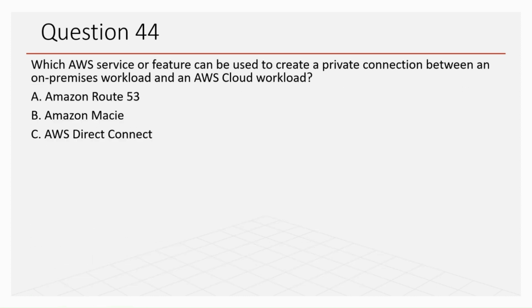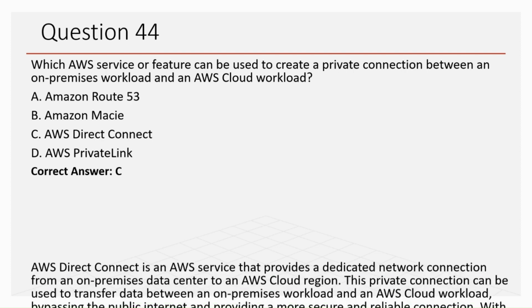Question number 44, and this question says, which AWS service or feature can be used to create a private connection between an on-premises workload and an AWS cloud workload? And the options are A, Amazon Route 53, Amazon Key, AWS Direct Connect, and AWS PrivateLink. So basically, they want to establish a private connection between an on-premises workload and an AWS cloud workload. And the correct option is C.